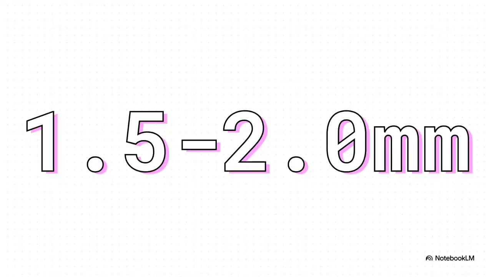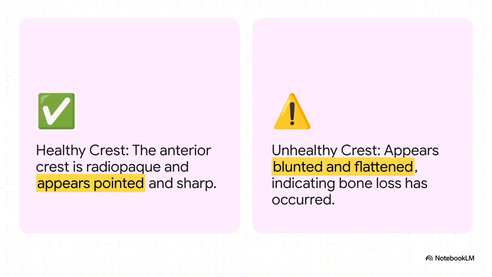So how do we know if that bone is healthy? Simple. We measure. In a healthy mouth, that alveolar crest should be sitting just about 1.5 to 2 millimeters below the line where the crown of your tooth meets the root. And this right here, this is where it all clicks into place. On the left, you see a healthy crest. See how it's bright white, radiopaque, and comes to a nice sharp point? Now look at the image on the right. You can clearly see bone loss. The crest is all blunted and flat, and it's moved way down the root. This is a telltale sign of periodontal disease, a clue that is completely invisible without an X-ray.